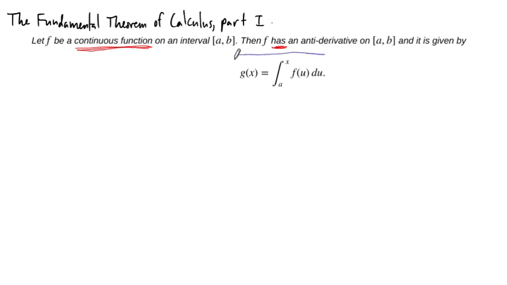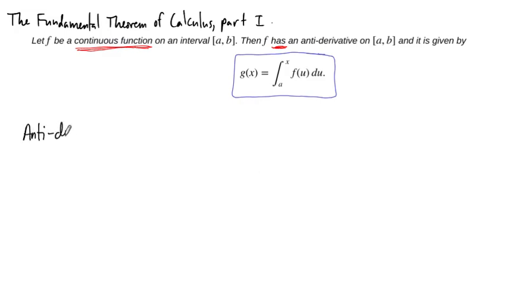Number two, not only does it have an antiderivative, but here's a formula for it. The antiderivative is given by the integral from a to x of the function f of u du, where the u is just an integration variable. So let's start by remembering what it means to be an antiderivative in the first place.